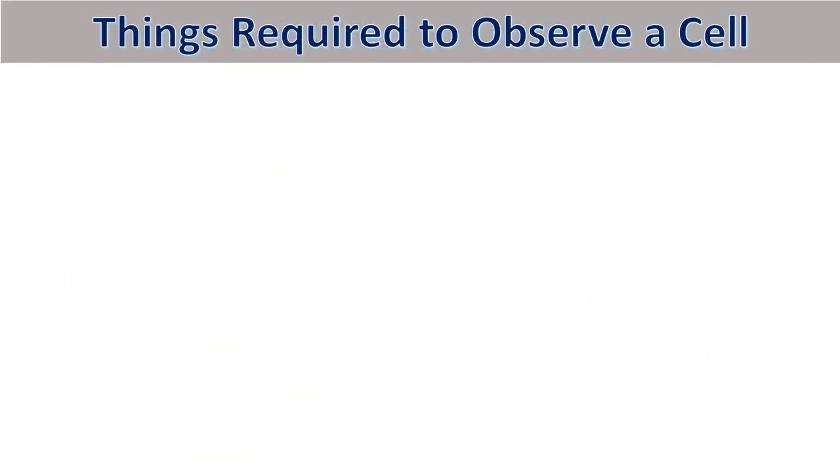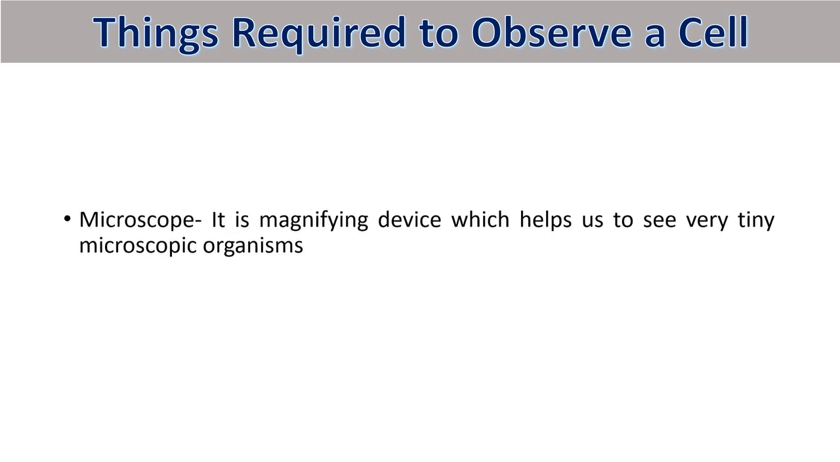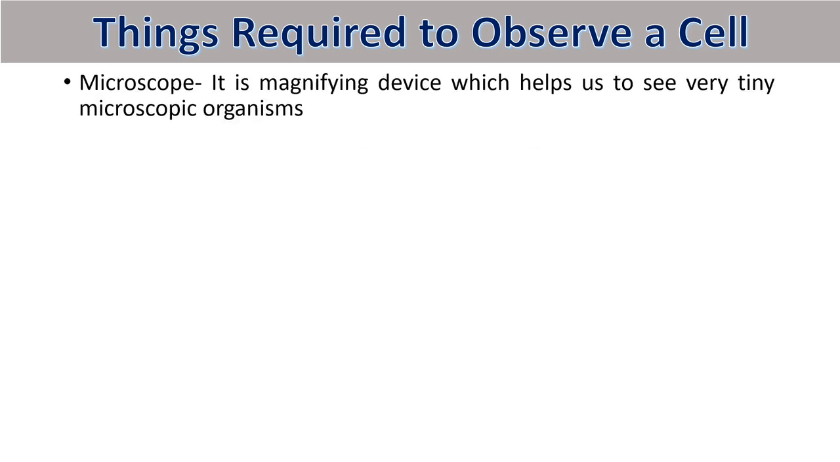Children, you must have seen a hen's egg, right? But did you know it is actually a single cell? This is an exception in the world of cells. Except for eggs, no other cells can be seen with our unaided eyes. So children, cells can only be seen under a magnifying device.